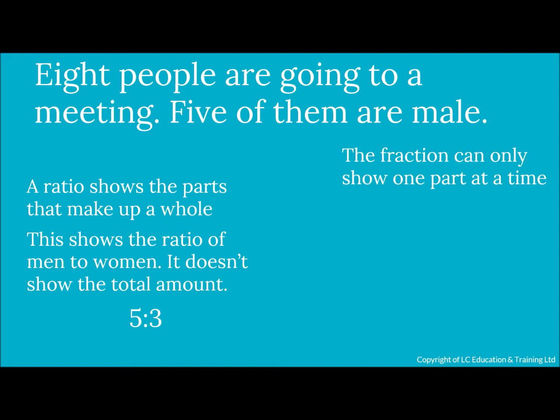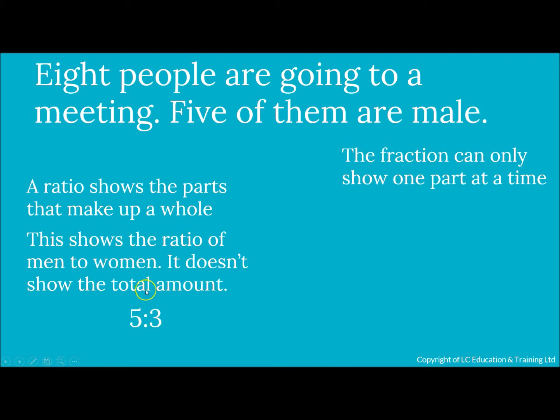8 people are going to a meeting, 5 of them are male. So a ratio can show the parts that make up a whole. So this ratio here, using the notation of the colon, which is the standard form for using a ratio, shows the ratio of men to women. And you always see the numbers presented in the order of the words in the question. So men here on the left and then women on the right. What the ratio doesn't do is show the total amount. You could work that out yourself afterwards if you wanted to.